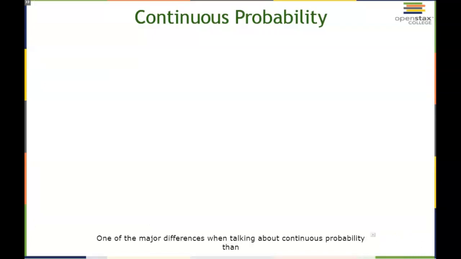One of the major differences when talking about continuous probability than what we've been studying, which was discrete probability, is the numbers that were allowed. In discrete probability, we were working with numbers that were countable, 1, 2, 3, 4, 5. With continuous probability, it's going to be everything in between as well.